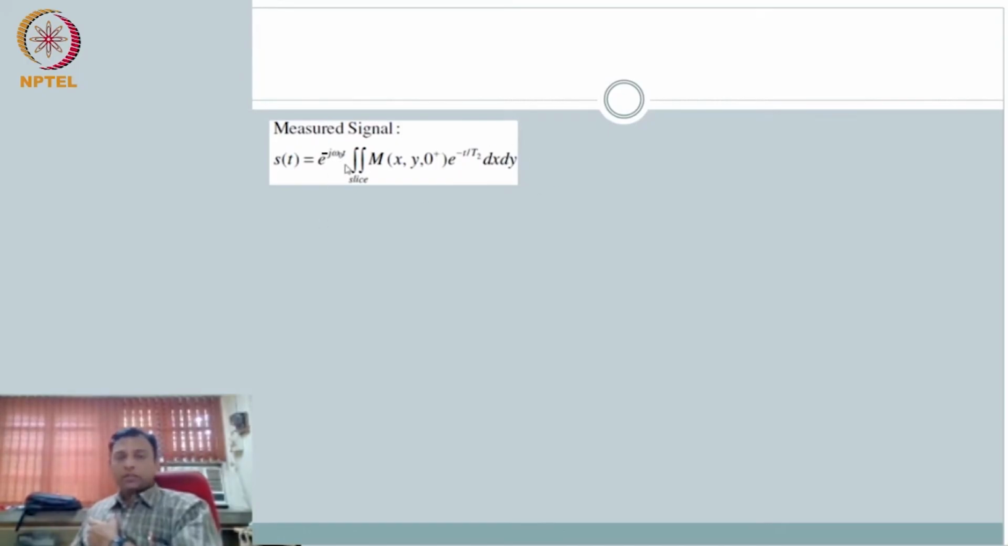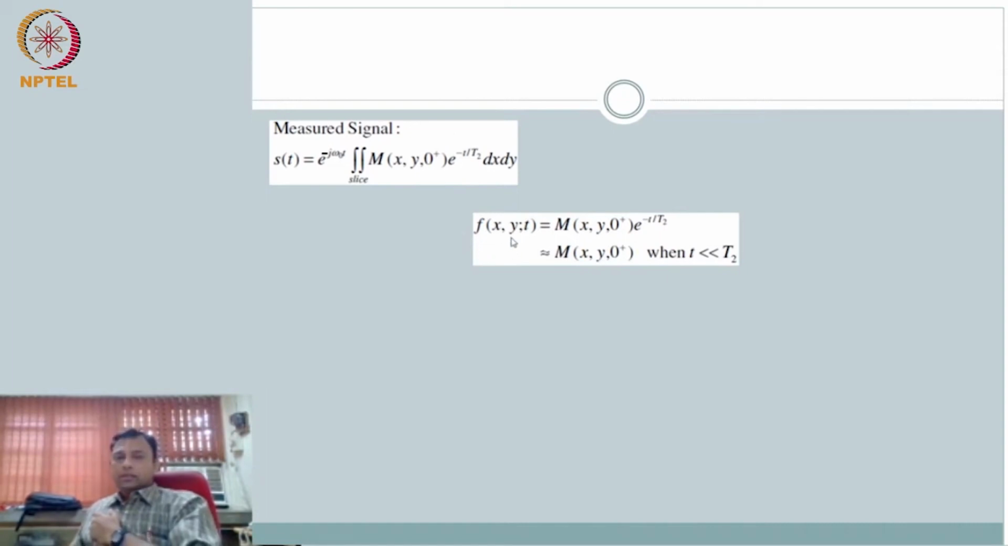This is your B naught, so your omega naught comes from your B naught. You can write it like this. I will recognize f of x comma y to be Mxy0 plus, the starting value, times the exponential. I want to write it in signal form so that you start to recognize the generic signal form of f of x y. Of course, this is approximately equal to Mxy0 plus if you consider a time instant that is much shorter than your T2. Very straightforward.